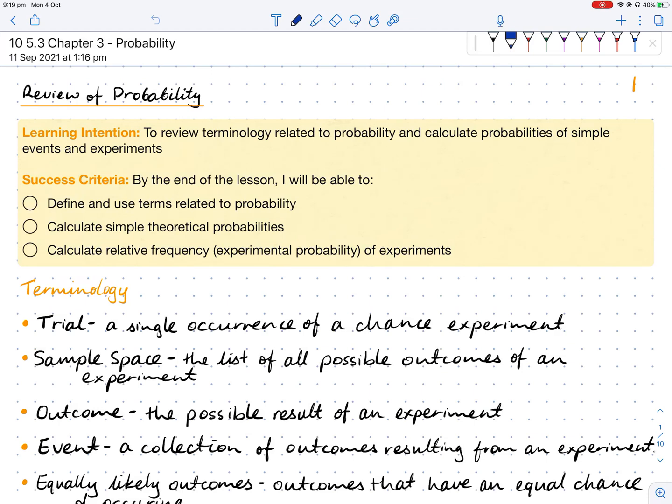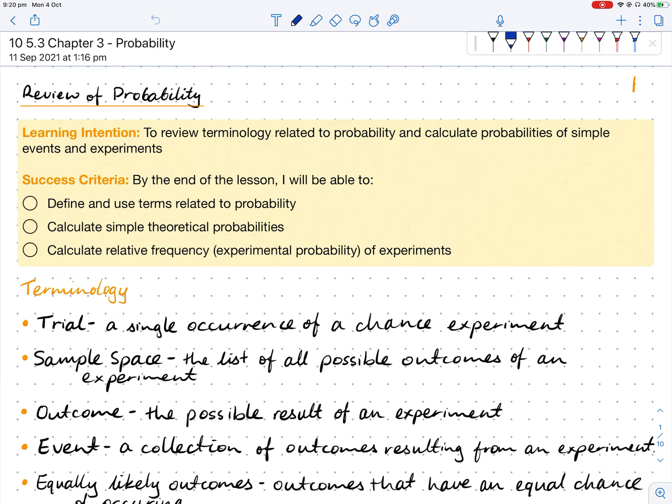Today we're starting our topic on probability. So, what we're doing today is just a bit of a recap of what you've done in all your other years of high school. We're reviewing the terminology related to probability and also calculating probabilities of simple events and experiments.